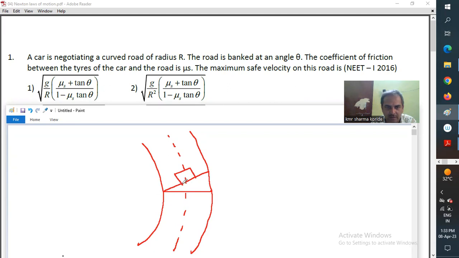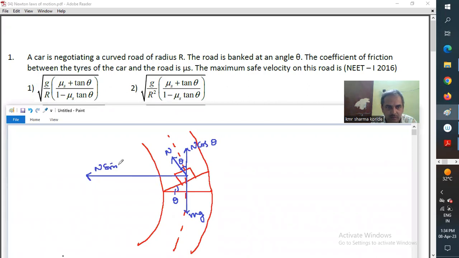When the vehicle is on this inclined surface, its weight acts vertically downwards. You might know normal reaction is perpendicular to the surface of contact. So this is the surface of contact of your vehicle, and this is perpendicular. Now, if theta is taken here, the component of normal reaction will be N cos theta. So N cos theta is equal to mg. The other component acts straight towards the center, that is, N sin theta.